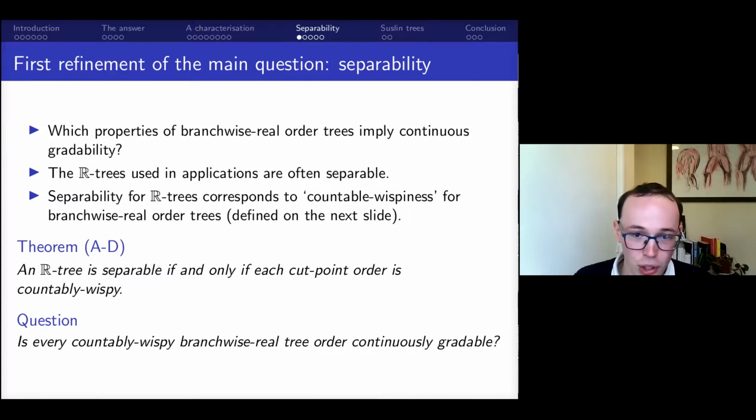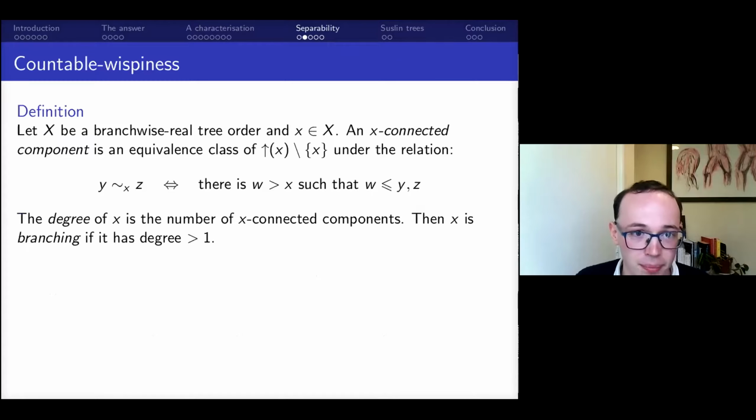Okay, and what I'm going to show is, in contrast with the main question, the answer to this question is actually yes. Countable wispiness implies continuous gradability for branchwise-real tree orders. Okay, first, let's define what countable wispiness means.